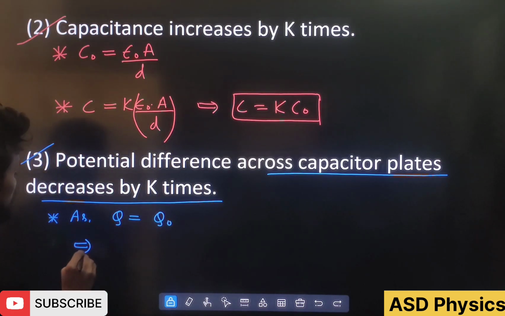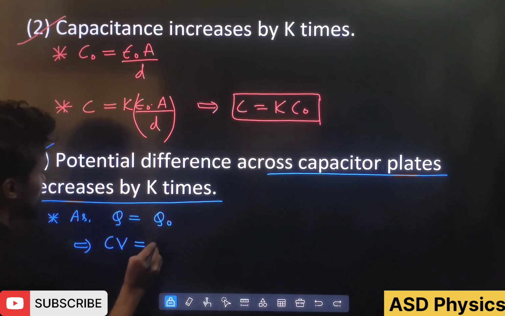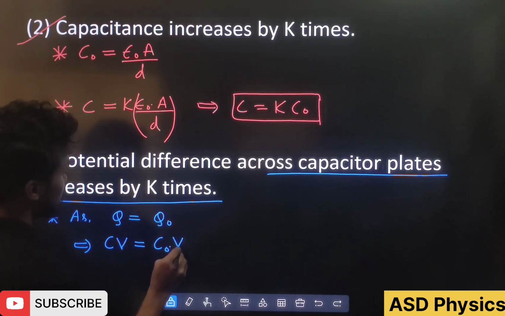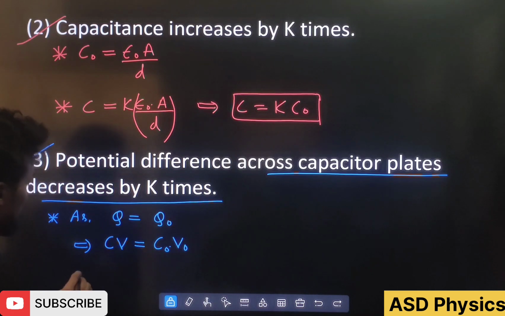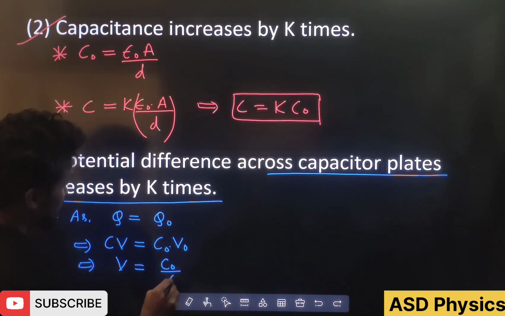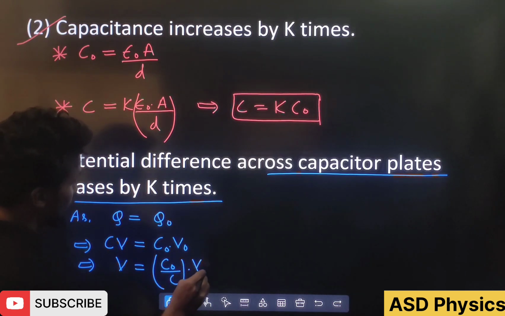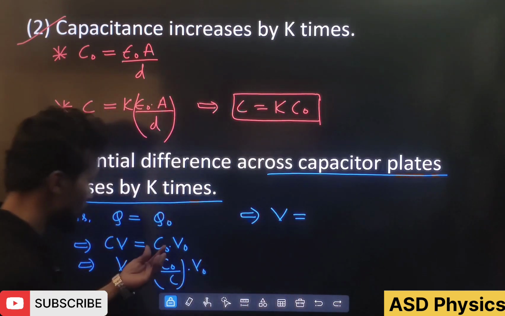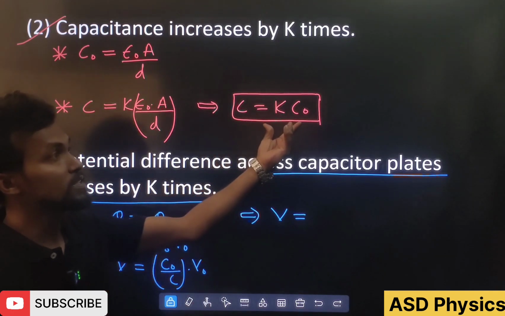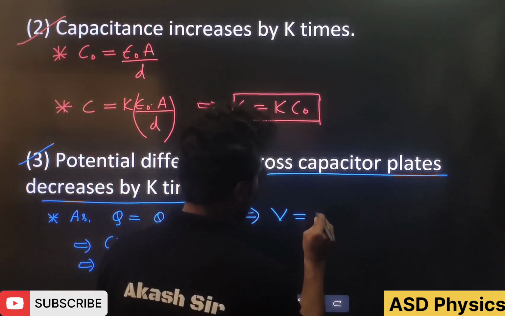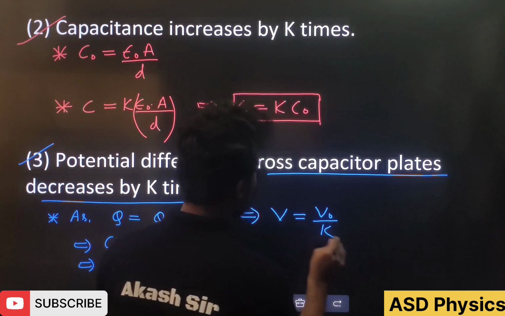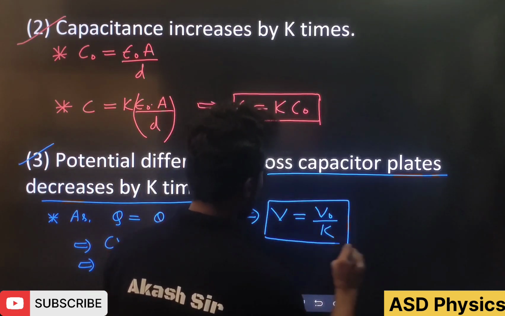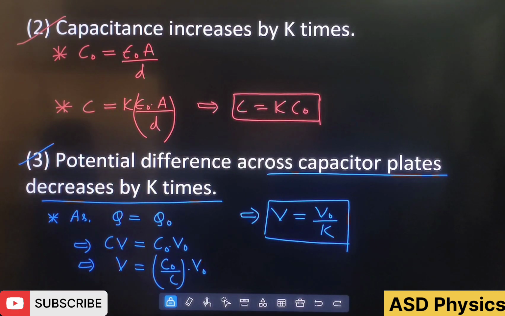So right here Q is given by C into V, Q naught is given by C naught into V naught. After that, students, we can write here this V is given by C naught by C into V naught. And what is C naught by C? You can see from here C naught by C is given by 1 by K. So overall we can write V naught by K. That means the potential will become V equal to V naught by K.